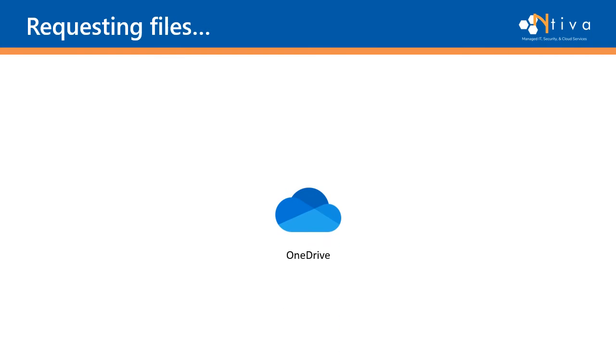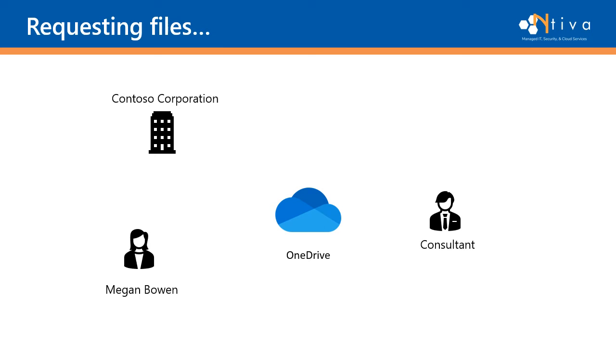Now let's take a look at how we can securely request files from external contacts. This is a great way to collect files, especially large ones, that might not be allowed through as an attachment to an email. Megan Bowen is a marketing manager at Contoso. She's working with a freelance consultant on a marketing project. She needs to get the latest slide deck for review with her team. This PowerPoint file is several hundred megabytes and can't be sent via email. Let's see how simple it is for Megan to request this file from her OneDrive.